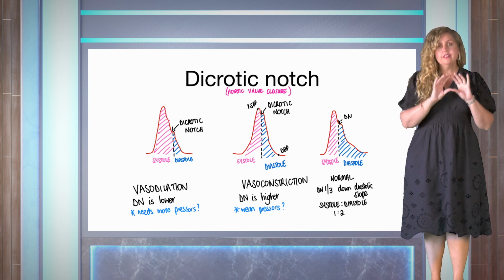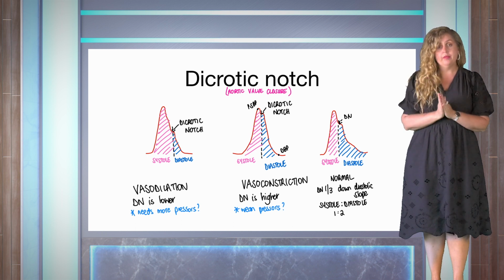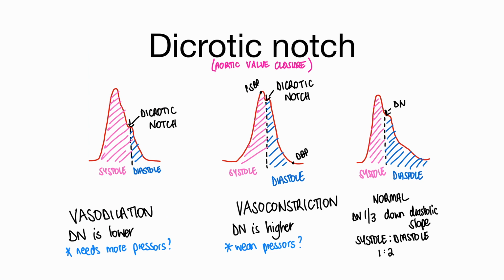So if you are simply assessing the arterial waveform and you see your dicrotic notch, it should be, and remember, it's all about where the aortic valve closes. Look at the third figure there. It should be about a third of the way down if you take the entire diastole downslope. So a third of the way down, our aortic valve should close.